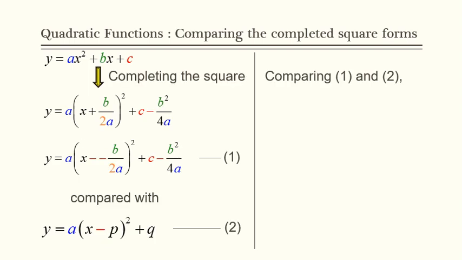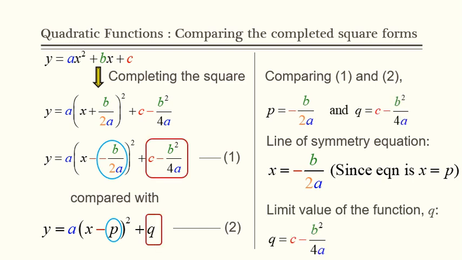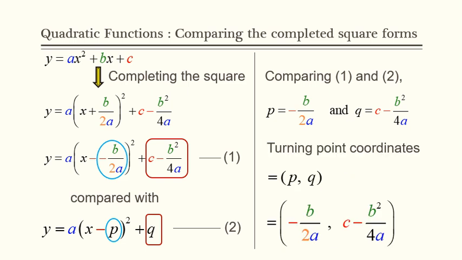Comparing the completed square forms, we have the following results. p is equal to negative b over 2a. The equation of the line of symmetry is x equals negative b over 2a. And q, which is also the limit value of the function, is equal to c minus b squared over 4a. The coordinates of the turning point p, q can be expressed in terms of a, b, and c.